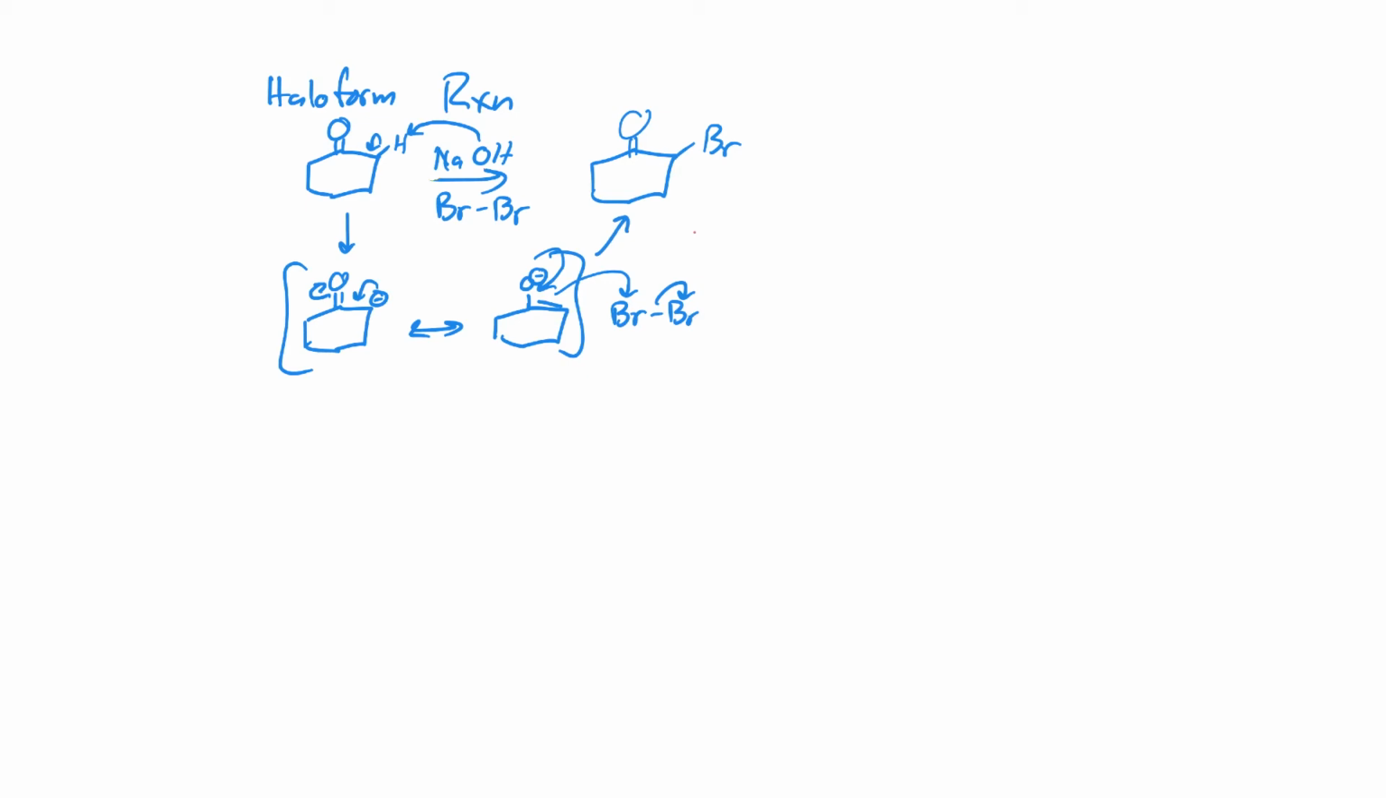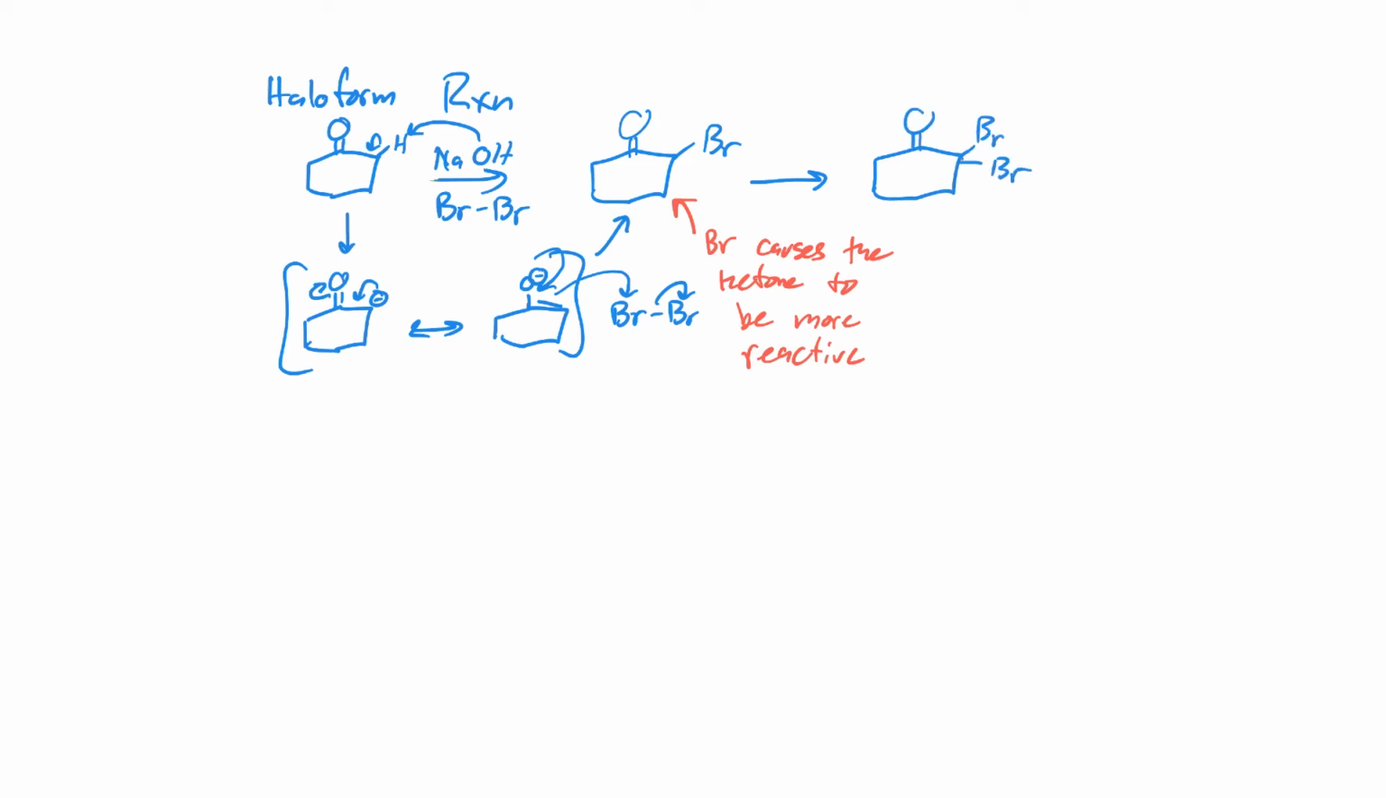The interesting thing about this is the bromine causes the ketone to be more reactive. So it's harder to stop at this single bromine. There is another alpha halogen at that position, so most likely we would get two bromines there. So this is going to be the end product. It's hard to stop at the monobromination product.